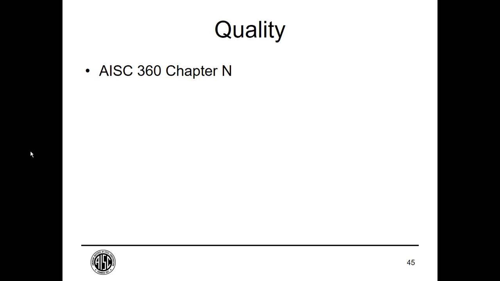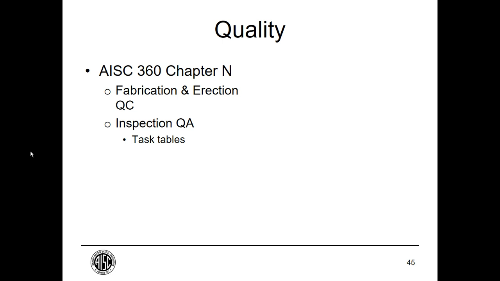These are specified in AISC 360 Chapter N, that's the main steel specification. There are fabrication and erection quality control requirements, inspection, and quality assurance. There are tables in AISC 360 Chapter N for welded and bolted joints and so on that give different tasks before, during, and after. For non-destructive testing, there are rates of frequency for each test.